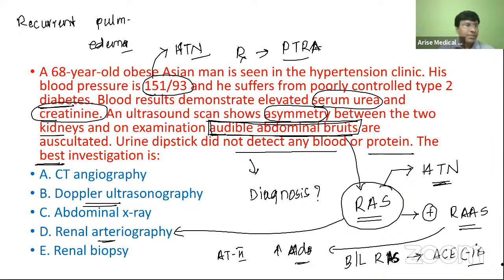Right, now, what is the take home message? The take home message from this question is that if the individual has an audible abdominal bruit, you should suspect renal artery stenosis. That is the important take-home message in this question. Okay? Right.